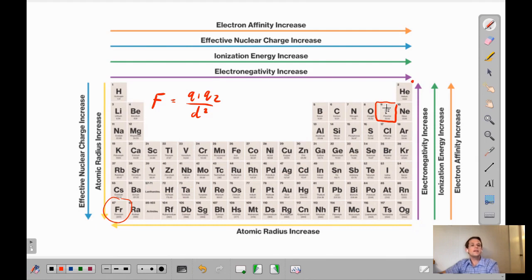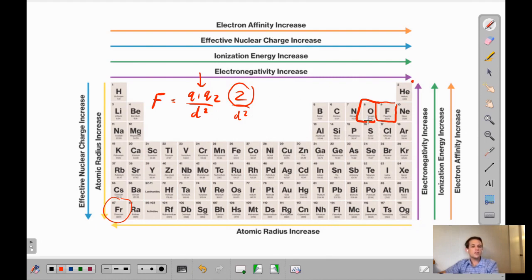So for example, why is fluorine smaller than oxygen? Well, fluorine has more effective nuclear charge, right? I like to just call it Z. So that means it's going to have more force on its electrons. It's going to pull them tighter than oxygen, which has a little bit less effective nuclear charge.